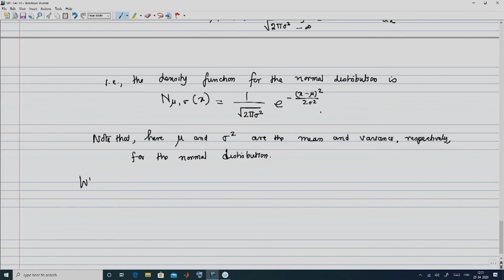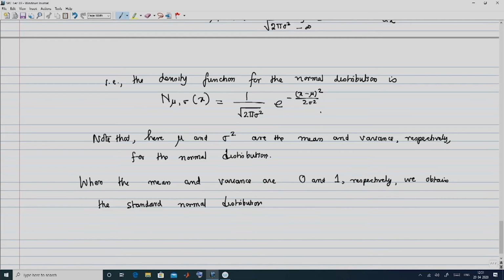So next we consider a particular case of this. When the mean and variance are 0 and 1 respectively, we obtain what is known as the standard normal distribution. Naturally, here it follows immediately from the general definition of the normal distribution.